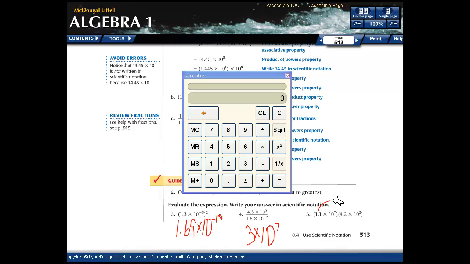This one, multiply my numbers. 1.1 times 4.2 gives me 4.62 times 10 to the, multiplying like bases, so I add the exponents. 4.62 times 10 to the 9th.